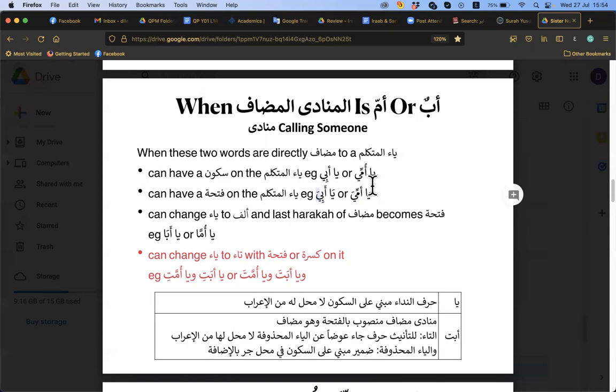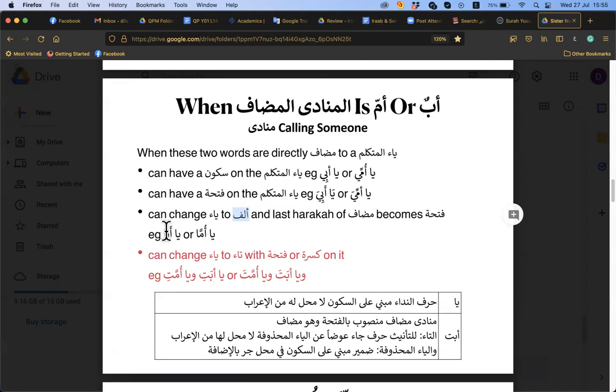It can also change: the ya can change to alif and the last harakah of the mudhaf becomes fathah. All this just now, the last harakah of the mudhaf itself, the b part of abi, is always kasrah, as the ya forces it to become kasrah. Here the ya changes to alif, the harakah is fathah. So ya umma, ya abba. I guess this is where we get our abba from. Usually we say umi and abba, we don't say abi, we say abba usually.